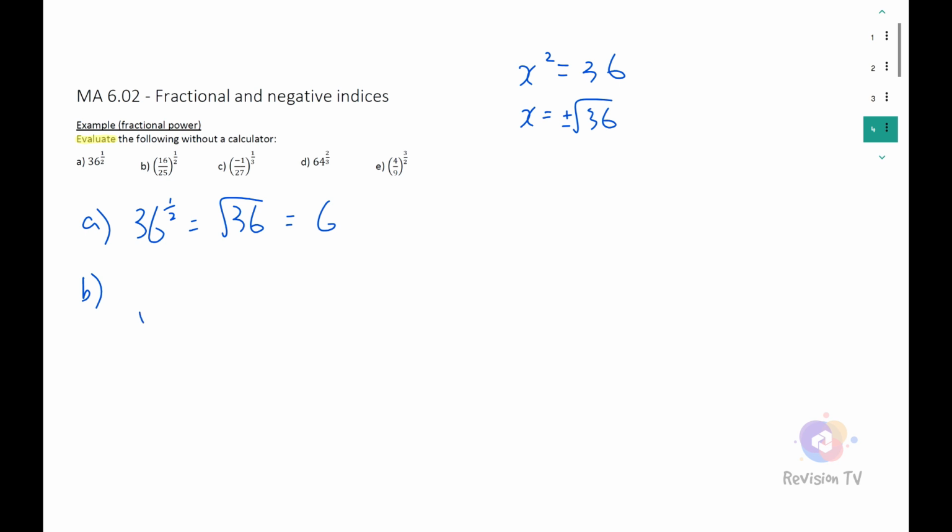So it means square root of 16 over 25. So it means you're square rooting numerator and denominator. So it'll be 4/5. Question C. Now you can see negative 1 over 27. 1 over 3 means cube rooting. So we're cube rooting of negative 1 over 27.